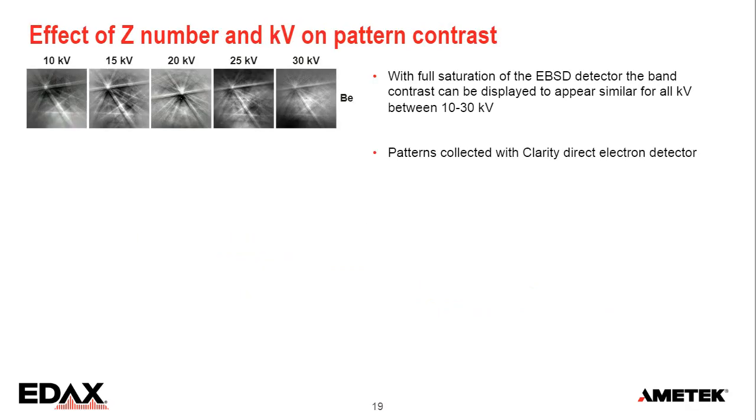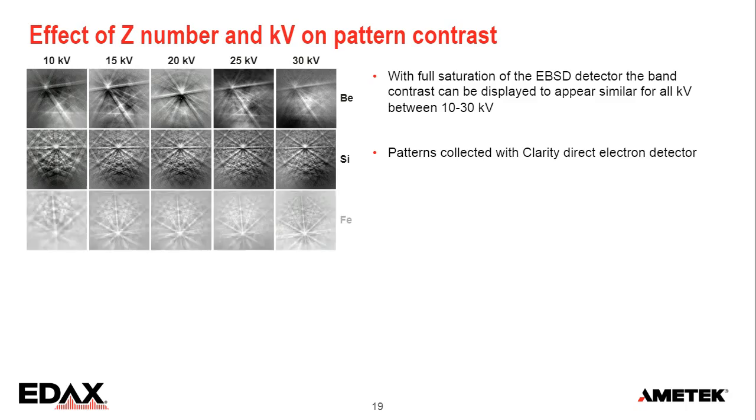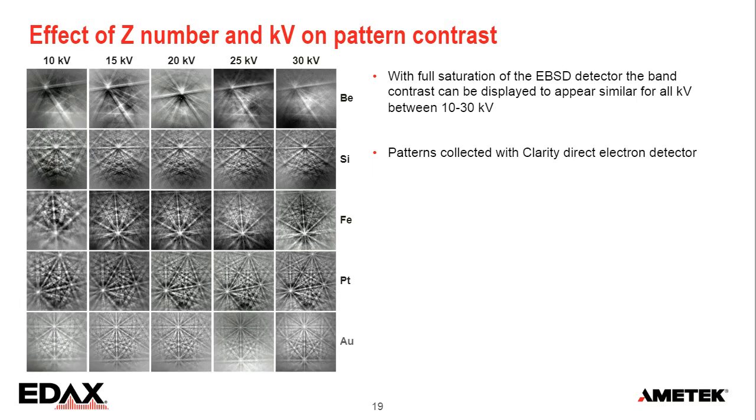Now, if we look at the patterns, so this is a sequence for beryllium 10 to 30 kV. We can see the contrast more or less the same. The variations in intensity that you see is caused by the topography on the sample that I had. So there's for silicon. Again, the contrast is almost the same. You can just see that the bandwidth is much wider here on the left at 10 kV than here on 30 kV on the right. And there's iron, platinum, and gold. So all of these appear to have about the same contrast.